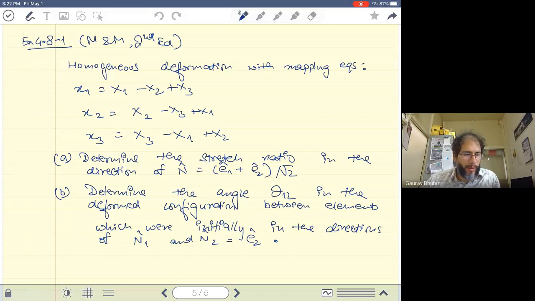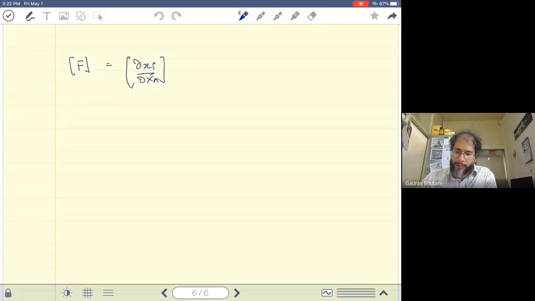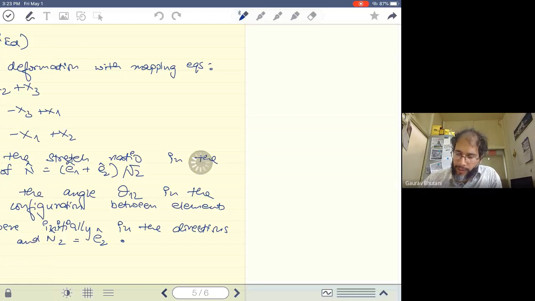So we will start with finding out the F tensor, that's the deformation gradient tensor in this case. So the F tensor, if you remember, was nothing but del xi by del capital XA tensor. Okay. So f11 is del small x1 by del capital X1. So these are the equations. So in fact, I can write the F tensor here only. It will make my life a bit easier.